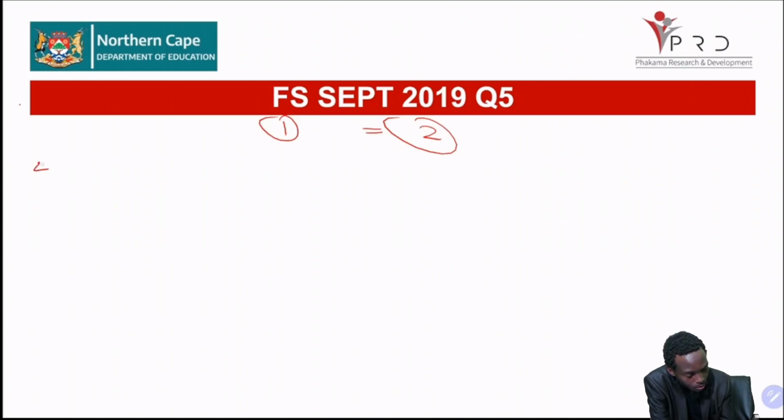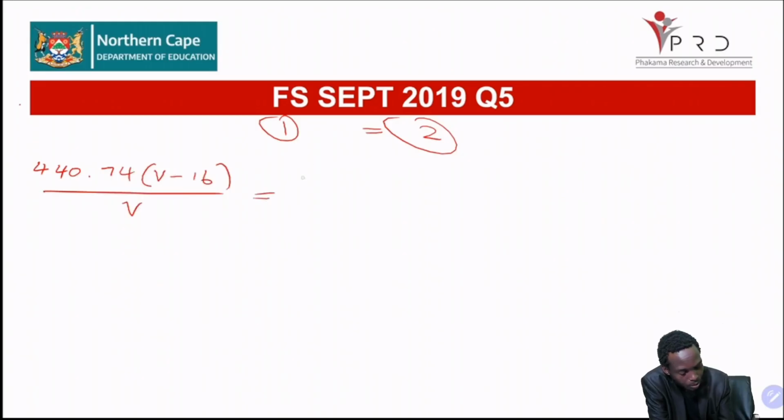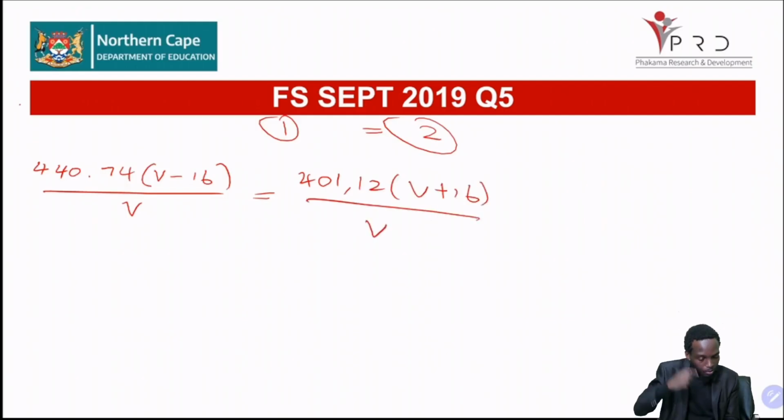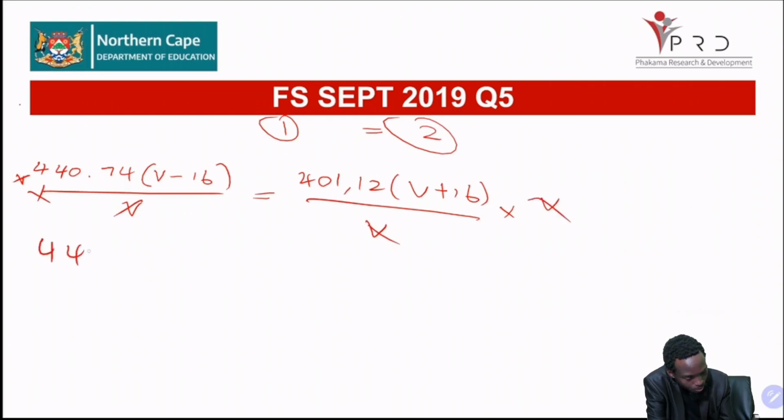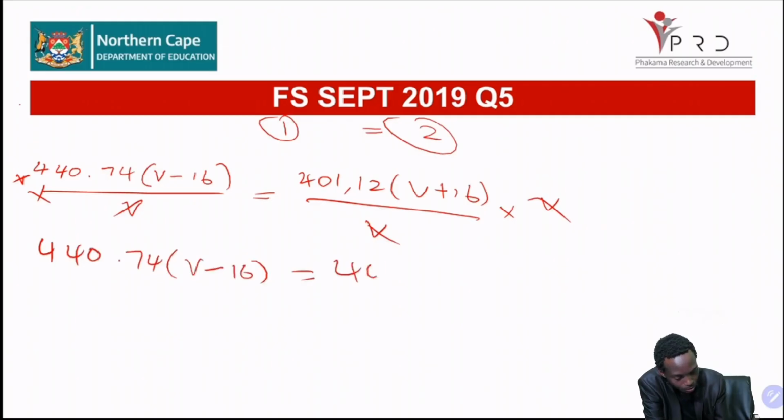So our equation 1, we had 440,74(V - 16) divided by V being equal to 401,12(V + 16) divided by V, right? So I can multiply this side by V, I can multiply this side by V. Then I'm going to be left with 440,74(V - 16) equals 401,12(V + 16).